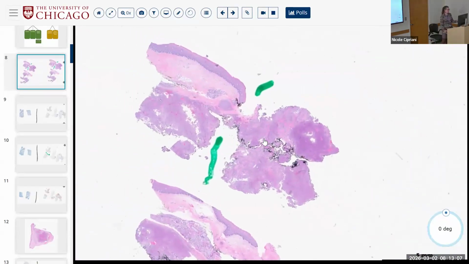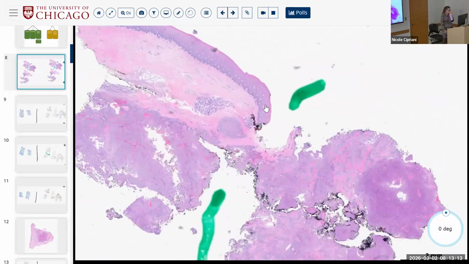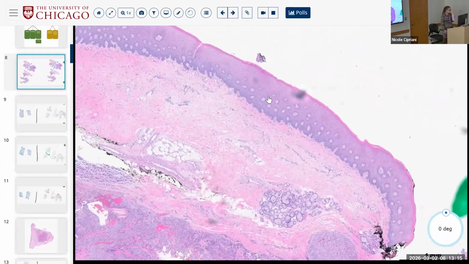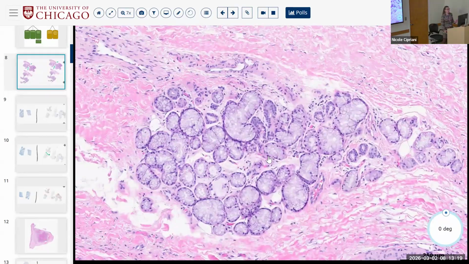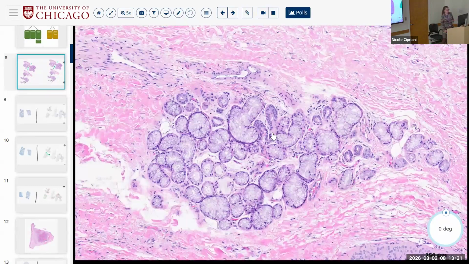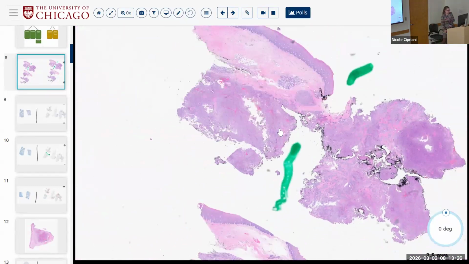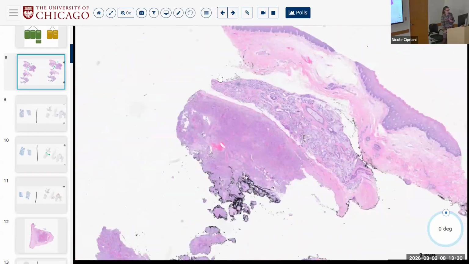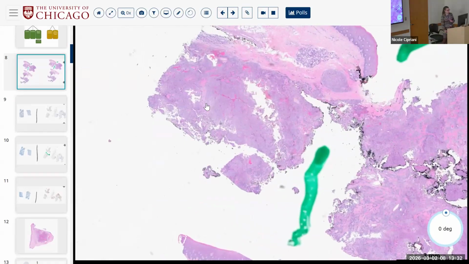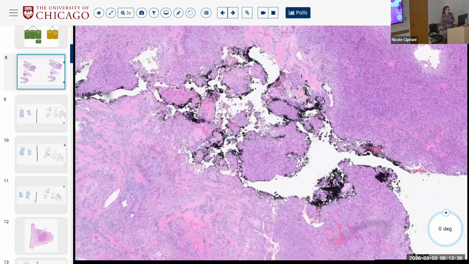Okay, so this is a shave biopsy of an intraoral salivary gland tumor, right? And we know that because there's some squamous mucosa and some minor salivary gland. So I don't even need to know the history. I can sort of tell you where we are already just based on those features, right? You have some mucinous glands here and some ducts. So when you guys see this, what are your sort of immediate thoughts?